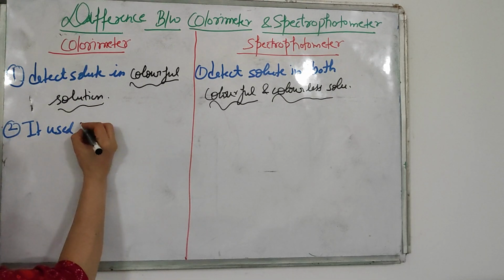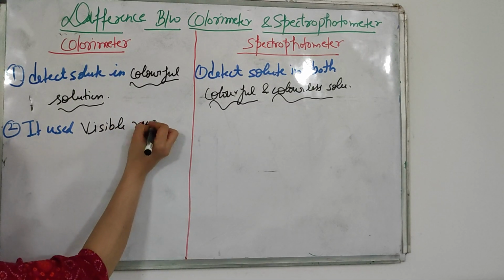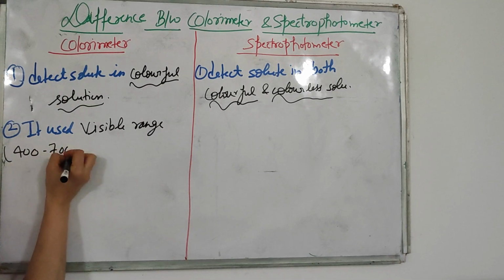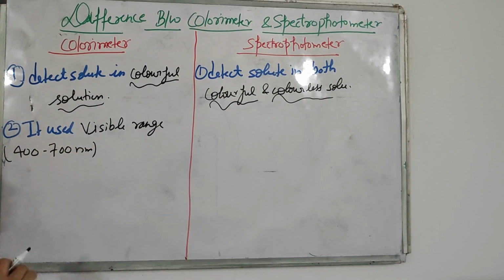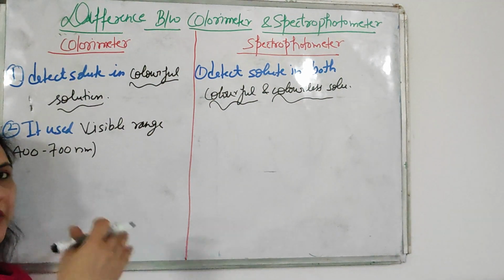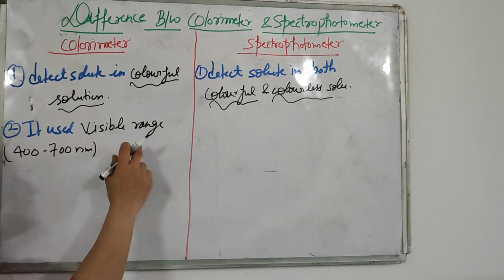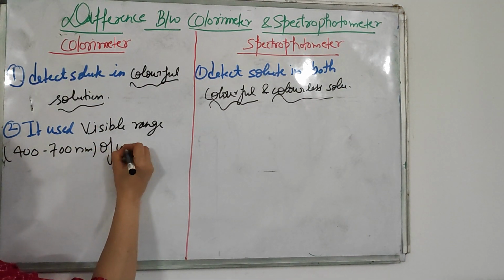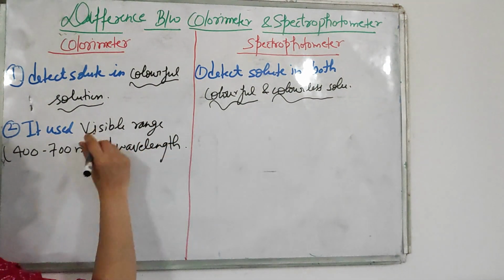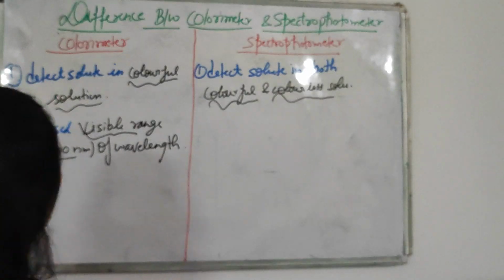visible range of wavelength only. What is the visible range? It is around 400 to 700 nanometer. As you know, in the electromagnetic radiation there are X-ray, UV ray, visible, infrared, all there. So the colorimeter uses only the visible range of wavelength. The wavelength we use in colorimeter covers only the visible range, that is 400 to 700 nanometer.